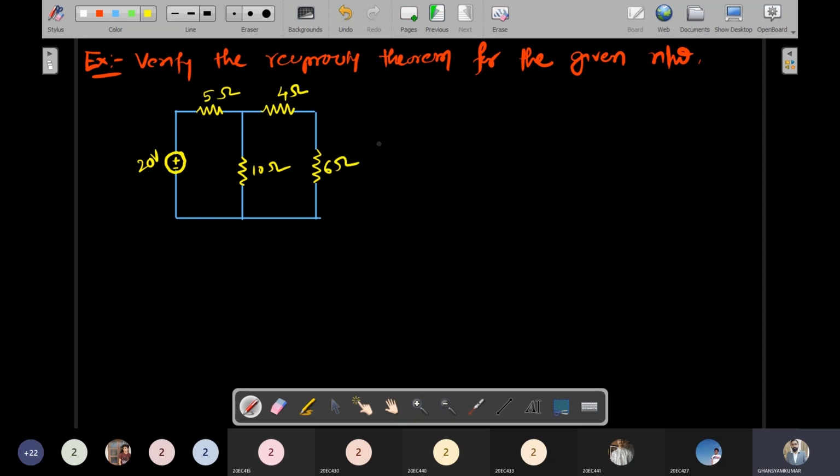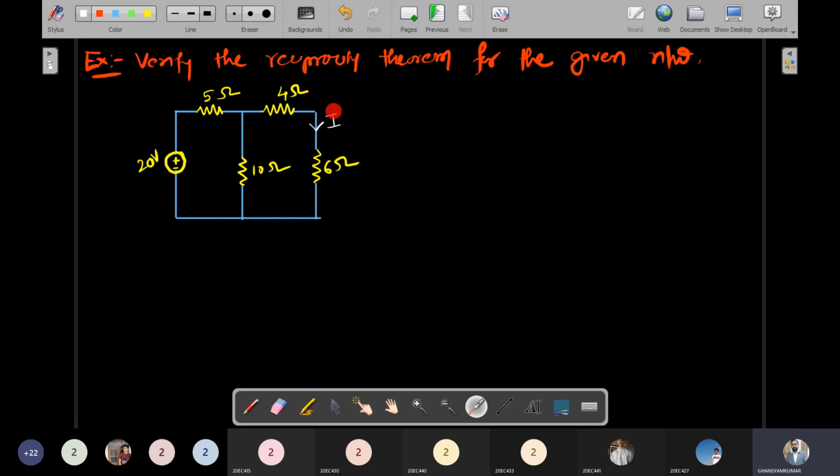Now for this network we need to verify the reciprocity theorem. So we are all aware that this is our input side. Suppose we consider this as our input side and this as the output side. Suppose some current will flow this way. Suppose I say that the current is I. Suppose I interchange this: if I connect this 20 volt source to this side and short circuit that one, this current should flow in this branch.